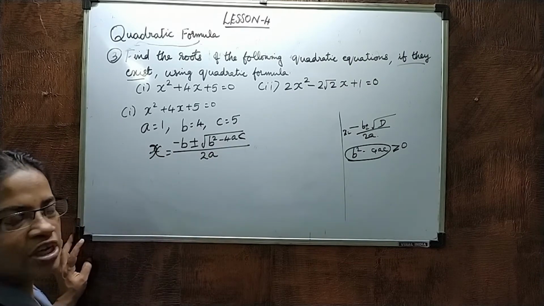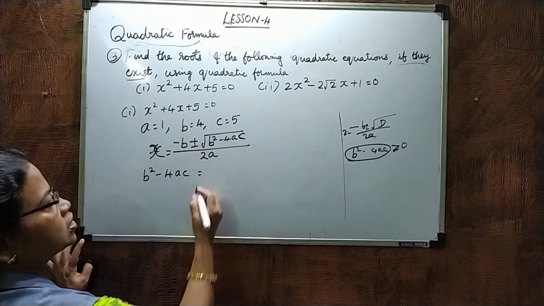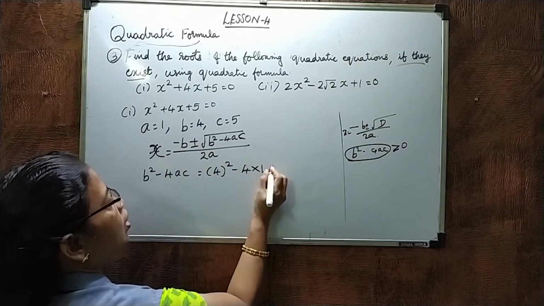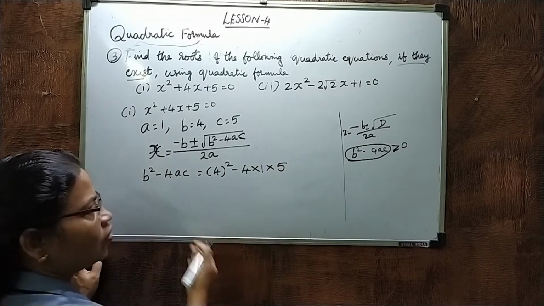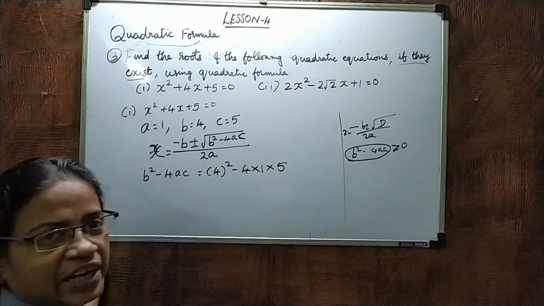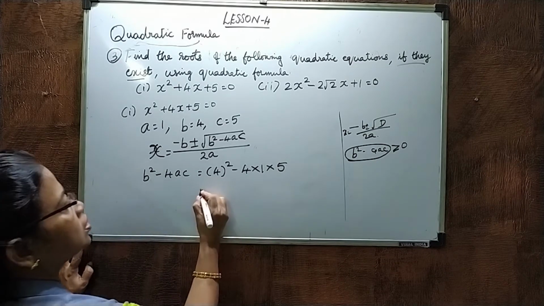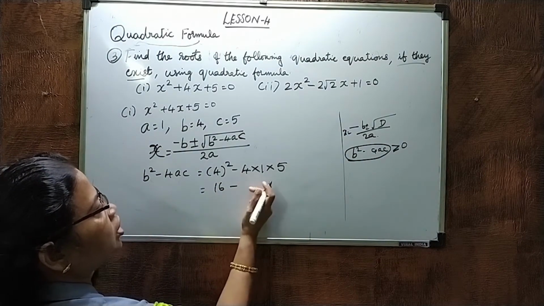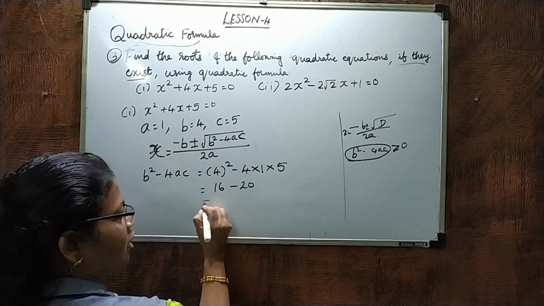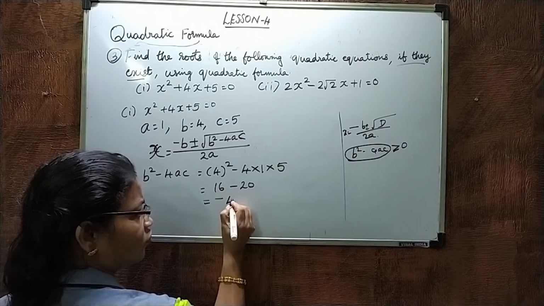Just find out b square minus 4ac. b square minus 4ac equals 4 square minus 4 into what is a? 1. 1 into c is 5. Why we are finding out b square minus 4ac first? Because we have to find out whether it is greater than or equal to 0. Then only we will get the answer. Clear? Okay. So it is 16 minus 20, right? So what will you get now? 16 minus 20. You will get the answer negative 4.